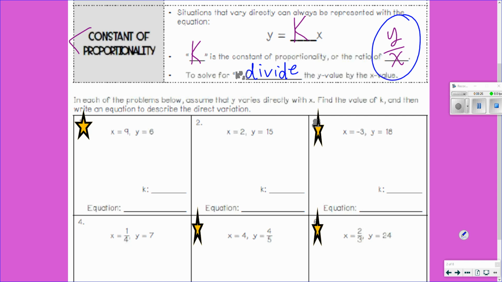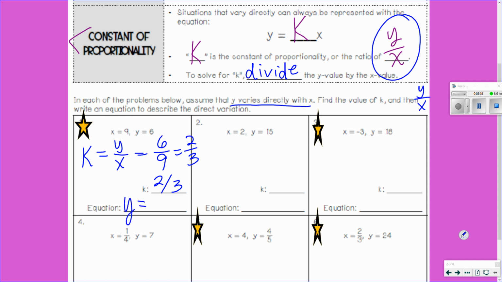Okay, in each of the problems below, assume that y varies directly with x. So they're telling you y varies directly with x. That means y over x, to find the value of k, and then write an equation to describe the direct variation. So k would be equal to y over x, which would be 6 over 9. I'm just plugging in the numbers that they have. 6 over 9 is equivalent to 2/3. So if k is 2/3, then what would the equation be? Y equals 2/3 x.